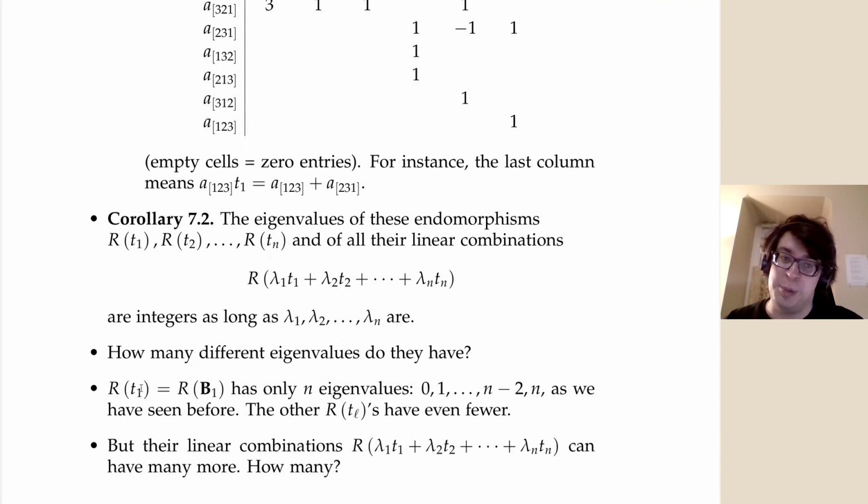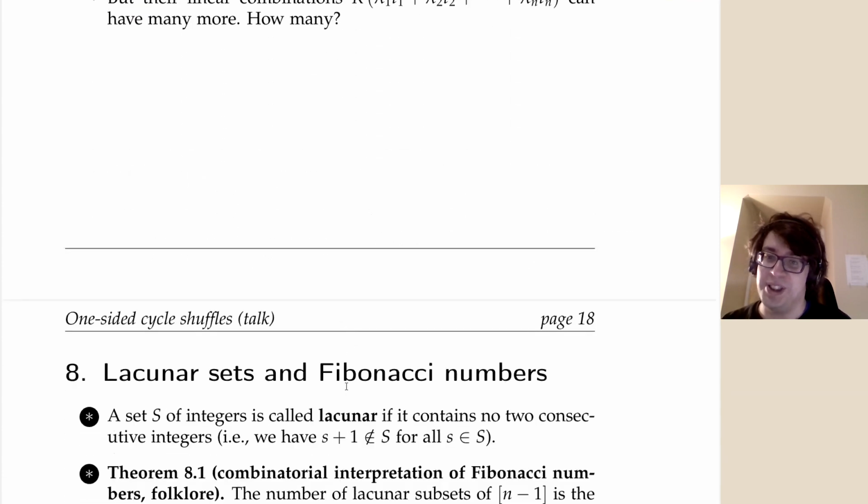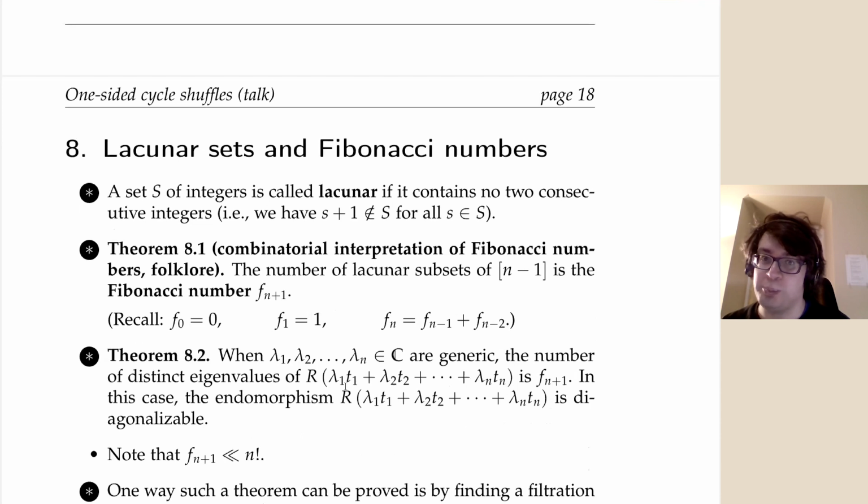For example, the top to random shuffle always has only n eigenvalues. In general, you can have more, but how many more? So here is another pretty strange result. Remember that a Laconer set of integers is a set of integers that contains no two neighboring integers. So if an integer is in there, the next integer is not. And it is known that the number of Laconer subsets of bracket n minus 1 is the n plus first Fibonacci number, f n plus 1.